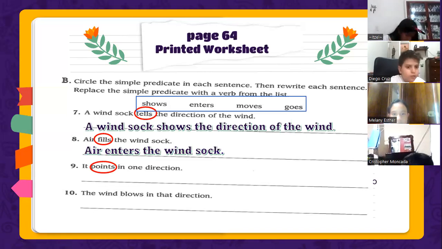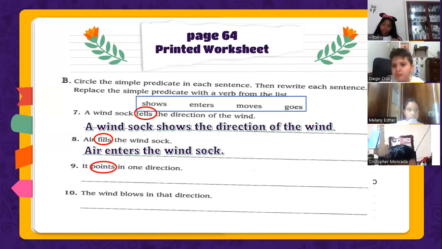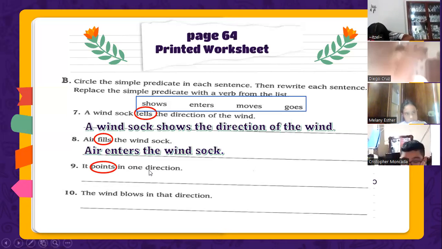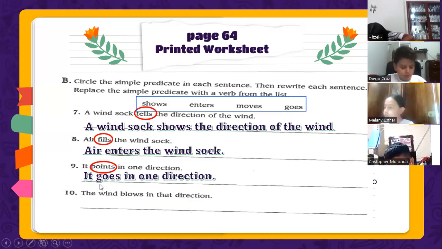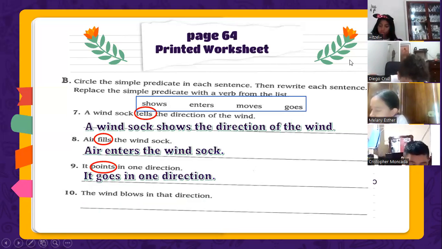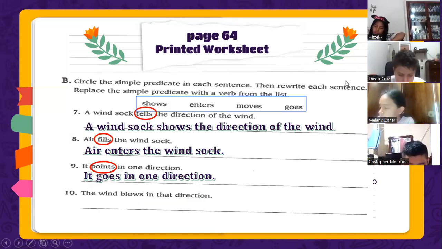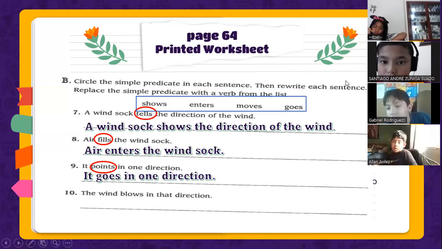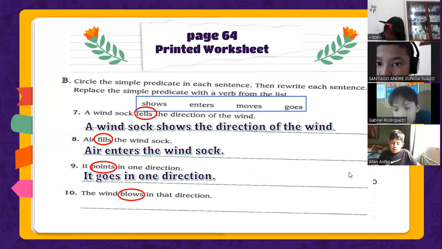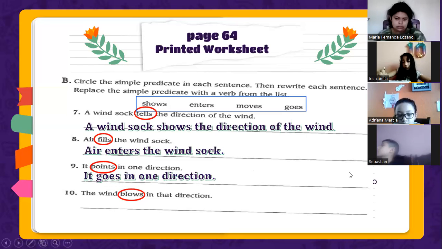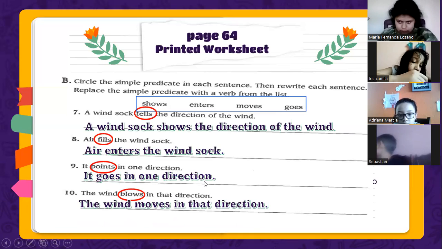And the last one says the wind blows in that direction. It goes. Well, it makes sense with both. Moves. Yes, it goes in one direction. And the last one, the wind blows in that direction. Blows is the simple predicate. Moves. The wind moves in that direction.